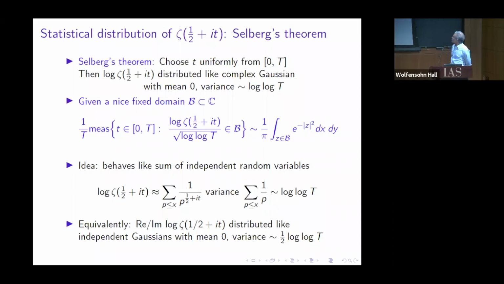Complex Gaussian also simply means that if you take the real part and the imaginary part, those are both Gaussians and they're both independent of each other. And the variance is half the variance of the total.